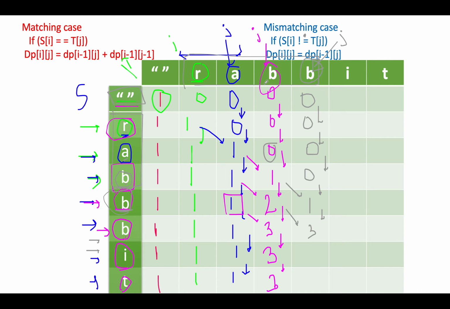Next we have I, which doesn't match with B. It's a mismatching case, so whatever value is held in the previous row gets updated, so we have 3.